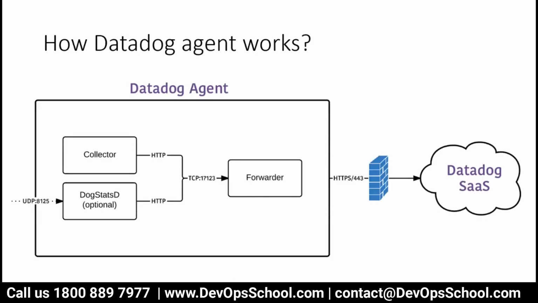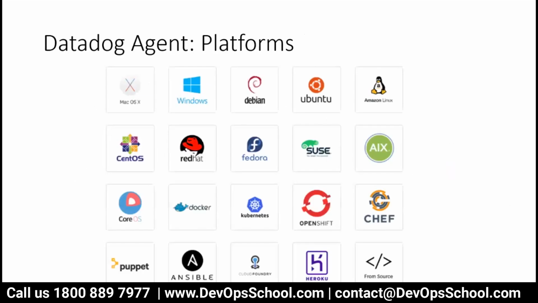So the agent has primarily 3 components: the collector, which can collect the default integration data, and then we have the forwarder, which forwards the data to Datadog SaaS, and DogStatsD, which is not enabled, but you can enable it if you want to send certain metrics from your code to DogStatsD, and DogStatsD can send them to Datadog using the forwarder. So here, these are the platform-supported agents.